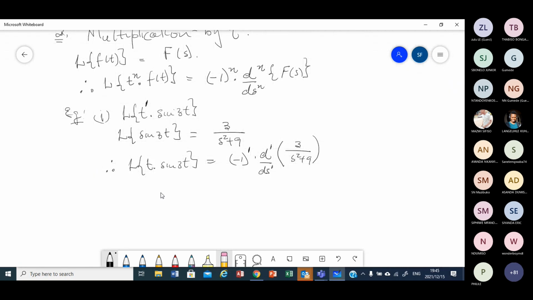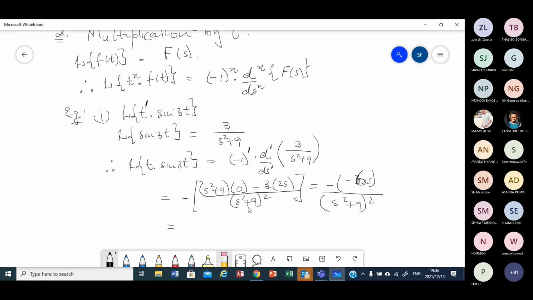Then let us carry on, find the derivative. That gives us minus 1 to the power 1, so it's minus. Then differentiate. Use the quotient rule. It's s squared plus 9 all squared. The quotient rule is s squared plus 9 times the derivative of 3, that will be 0, minus, we keep 3 times the derivative of s squared plus 9, which is 2s. Your answer here will be minus, 3 minus into minus 6, that is 3 times 2, because that part will be 0. Minus 6s over s squared plus 9 all squared. That gives us 6s all over s squared plus 9 all squared. That is your answer.